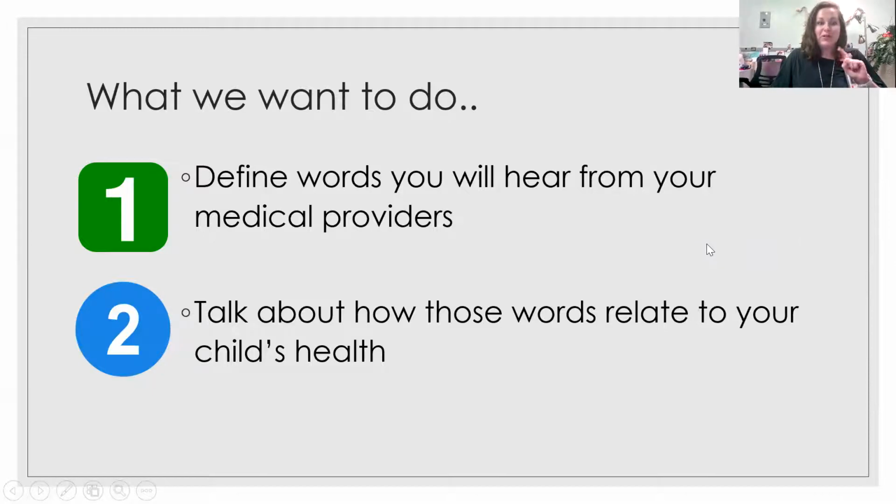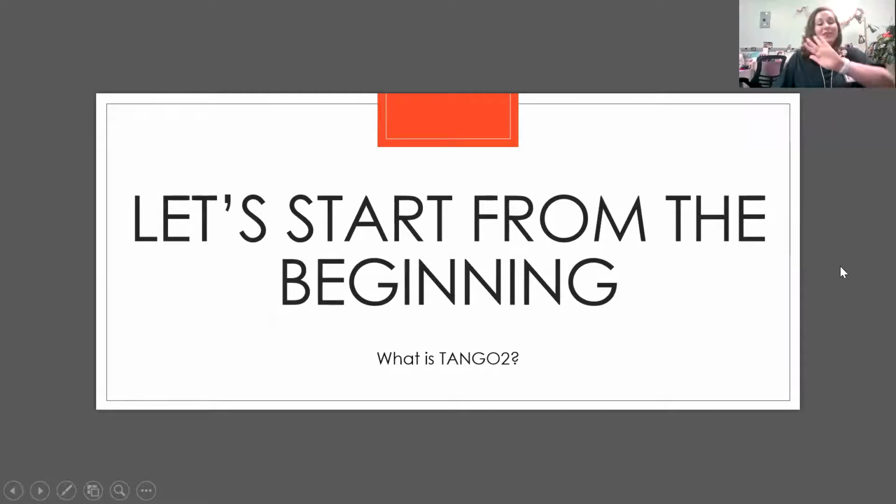So first, the number one thing I want to do is define all these words that you'll hear from medical providers. A lot of them are interlocking and deal with the same things. And so if you don't know one word, you might not know 10. I also want to talk about how these overall relate to your child's health. So to start way at the beginning, probably the first thing that you learn: what is TANGO2?